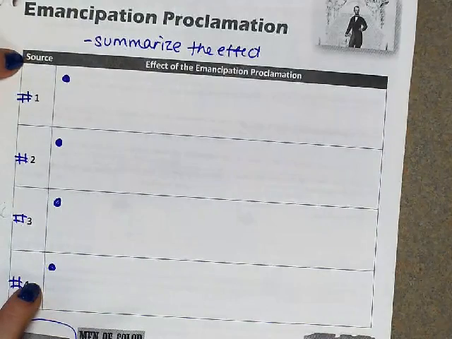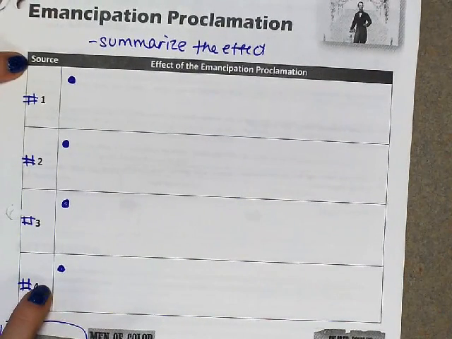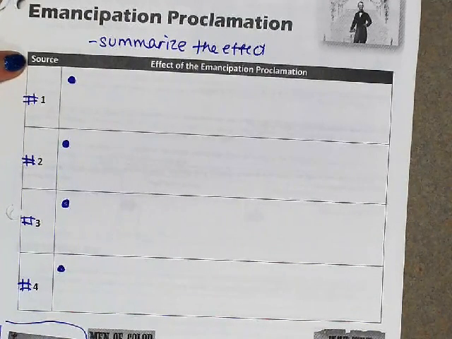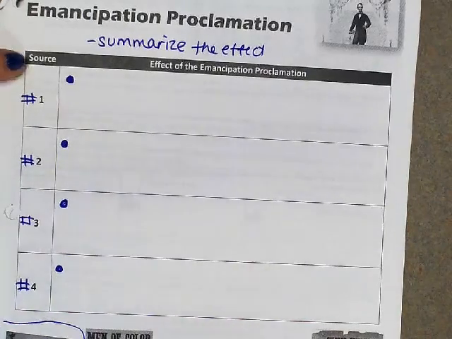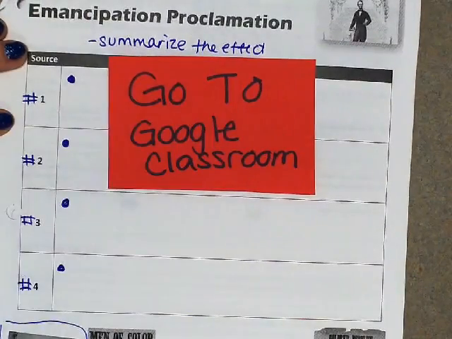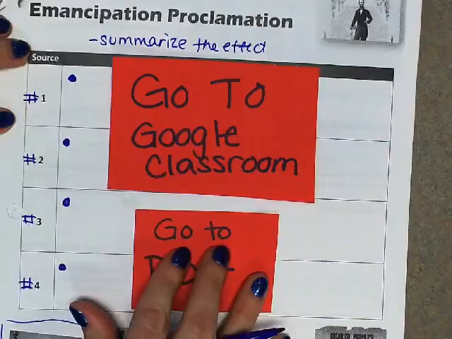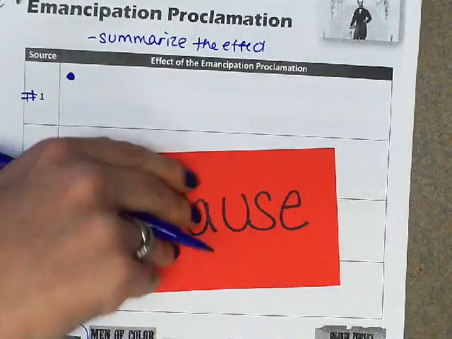So Lincoln says, here's the Emancipation Proclamation. He reads it to America. What are the 4 major things that happen afterwards? So go ahead and pause this video. Go to Google Classroom. Go to the PDF. And you can pause the video now.